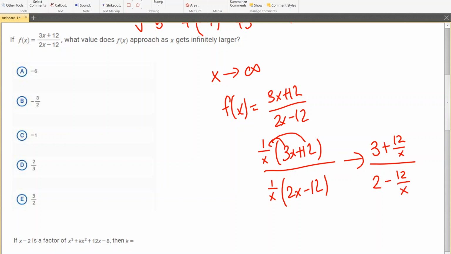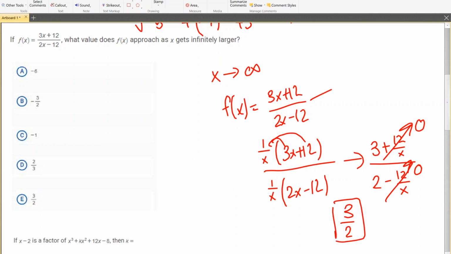Now, if x grows bigger, this number will get smaller. Why? Because x is in the denominator. If you're dividing by a bigger number, you'll get a smaller quotient. So as x goes to infinity, it becomes this huge number, so we could almost assume that's going to be 0. And that leads us to 3 over 2.